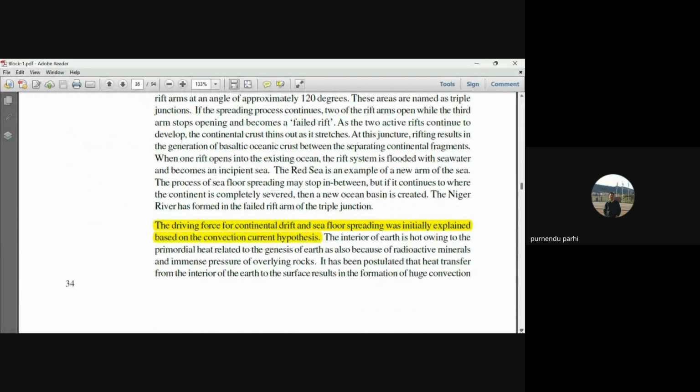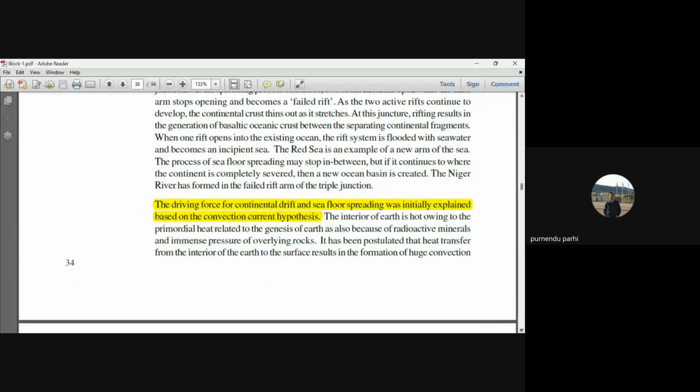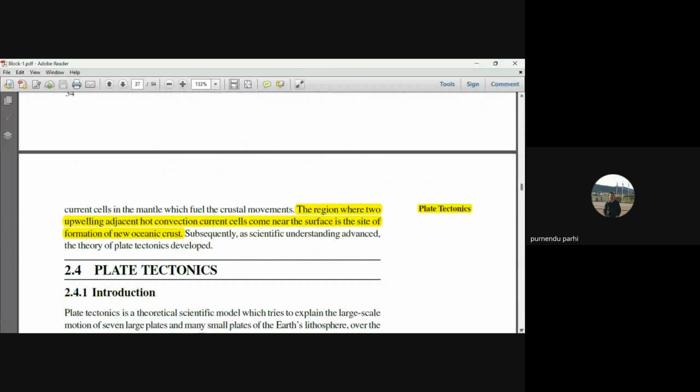The driving force for the continental drift and sea floor spreading was initially explained based on the convection current hypothesis. The interior of Earth is hot owing to the primordial heat related to the genesis of Earth, as also because of the radioactive minerals and immense pressure of overlying rocks. It has been postulated that heat transfer from the interior of the Earth to the surface results in the formation of huge convection current cells in the mantle, which fuels the crustal movement.